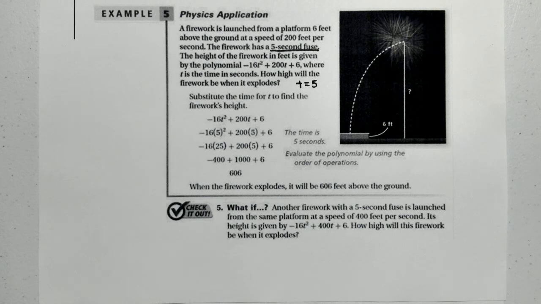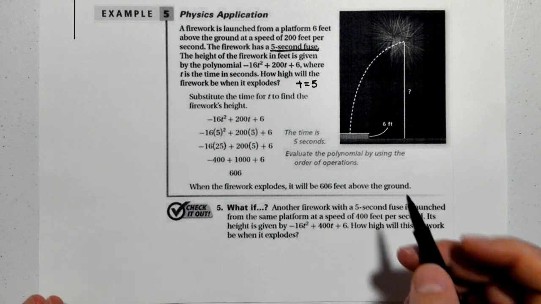There is a check it out problem at the bottom for you to try. So go ahead, take a moment, pause the video, and then resume when you are ready to check your answer. So it says, what if another firework with a 5-second fuse is launched from the same platform with a speed of 400 feet per second? Its height is given by negative 16t squared plus 400t plus 6. How high will this firework be when it explodes?